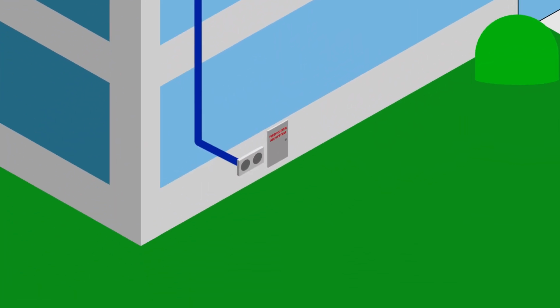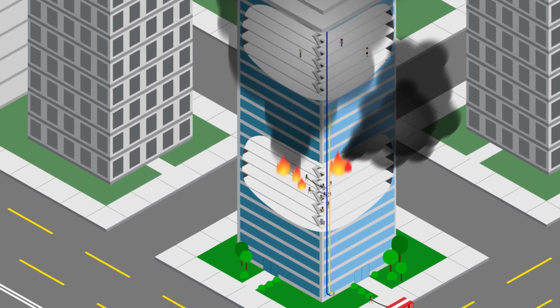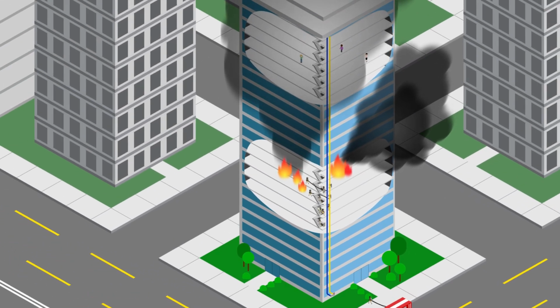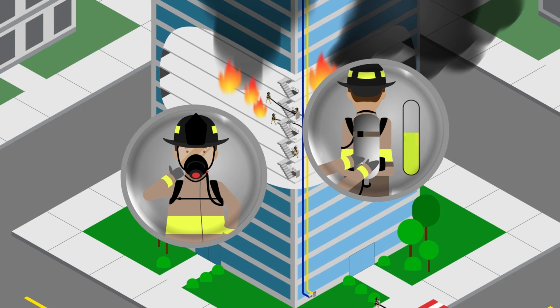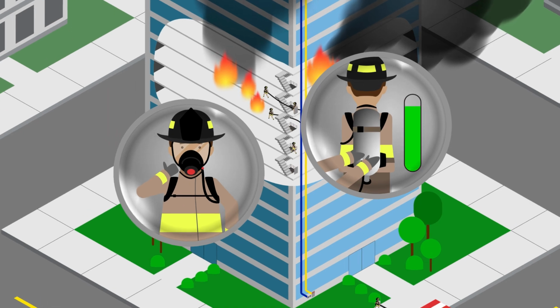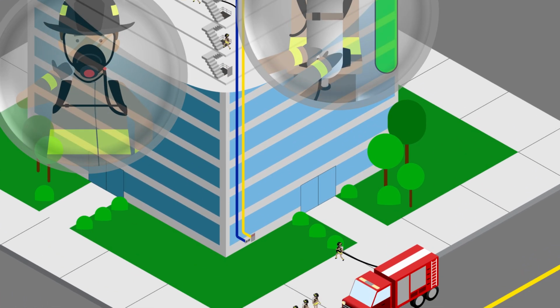There's a better way. A firefighter air replenishment system, also called FARS. A FARS is a standpipe for air, which allows firefighters to refill their air bottles inside a building at fill stations located all the way to the roof. The system is designed to refill in 2 minutes under full respiration.